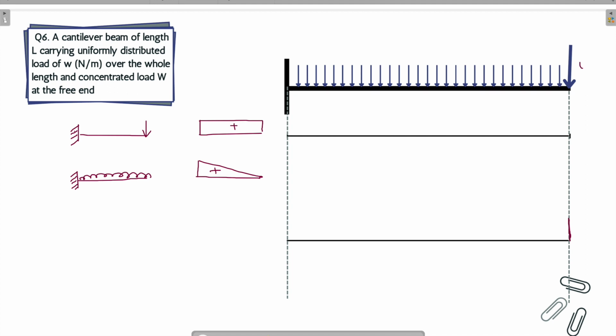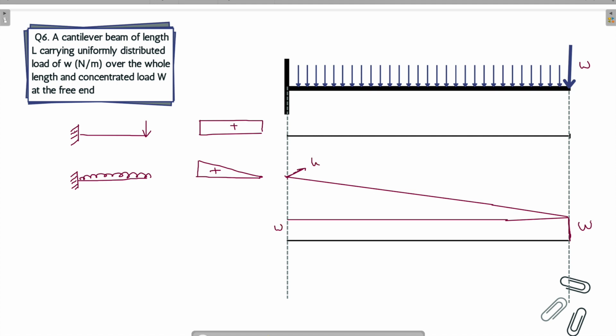So the concentrated load is capital W, let's suppose. So it will be capital W here. It will be capital W all along the beam. Now, for the linear variation, it will be like this. So here, what will be the shear force at this point? It will be capital W plus small w into L, length of the beam. Okay. So this is all positive.